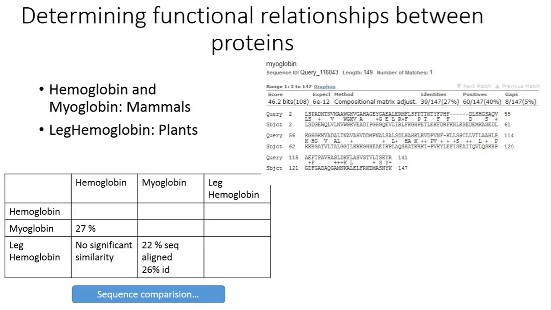From these elementary results, it is clear that these sequences are not very similar so far as the sequence comparison is concerned. Okay, now let us move on from sequence comparison to structure comparison.